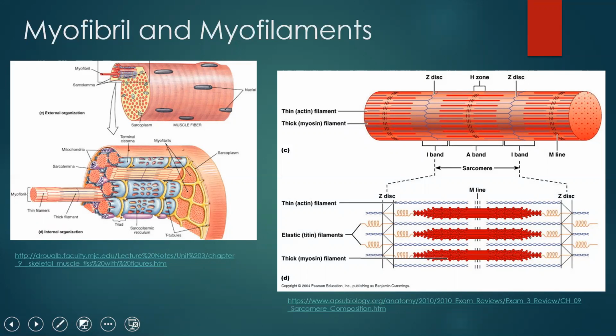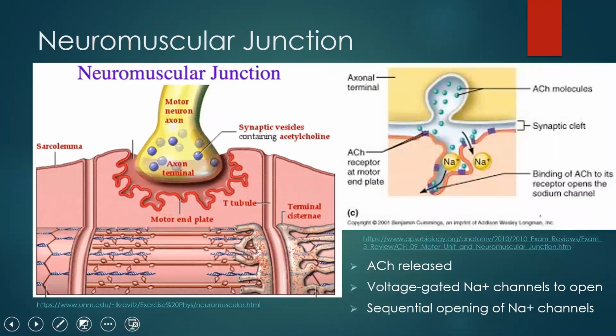So this is where contraction is actually going to occur. But in order for this to happen, we have to have stimulation from the nervous system. These are voluntary muscles, so they need an action potential to be propagated along a somatic motor neuron to the space where the nervous system meets the skeletal muscle fiber, which is at the neuromuscular junction.